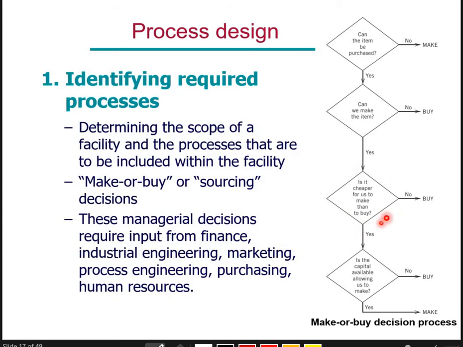Of course, when you are considering at this stage if it is cheaper to produce it or buy it, you need a very detailed financial analysis. It is not a very simple question. Okay? You need a very detailed analysis at this stage. Of course, these managerial decisions require input from finance, industrial engineering, marketing, process engineering, purchasing, human resources, from all these different departments of your firm or company. And at each step, you need to consider the information to give your make or buy decision.